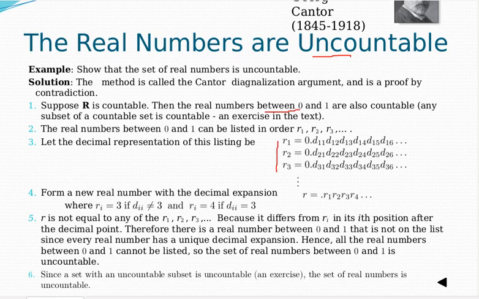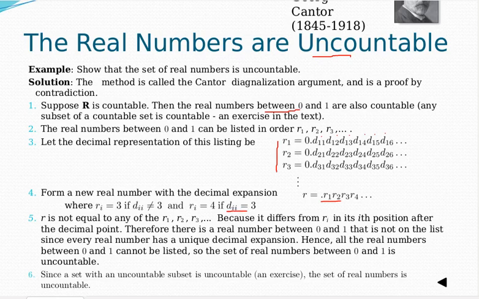Let the decimal representation of each number be a listing like this: 0.d11, d12, d13, d14, d15. So these are the digits: the first, second, third, fourth, fifth, sixth digits of the first number, and so on and so forth. We write all of them. Now we can form a new real number with a decimal expansion where digit i is equal to 3 if dii is not equal to 3, and equal to 4 if dii is equal to 3, right?